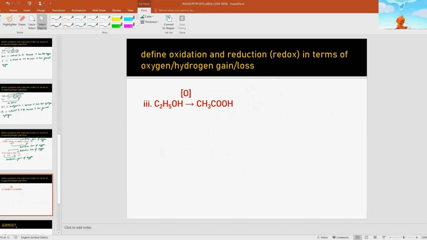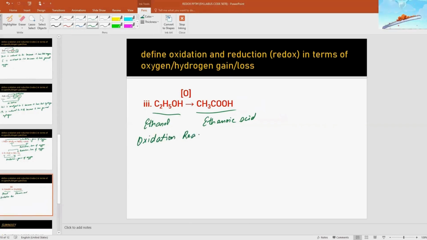Let's see this reaction. This reaction involves oxidation of ethanol to ethanoic acid. C2H5OH is ethanol, and CH3COOH is ethanoic acid. In this reaction, both gain of oxygen and loss of hydrogen are taking place at the same time. This is an oxidation reaction.